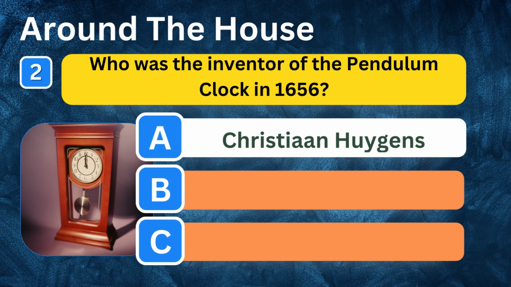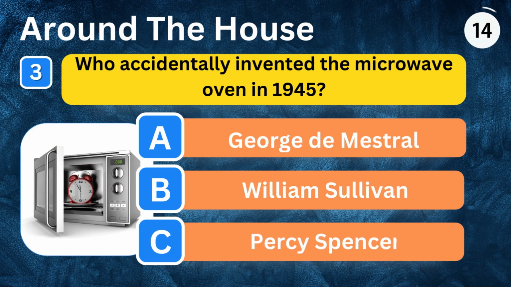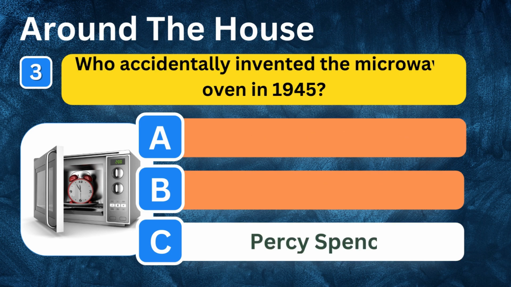Let's move on to question number 3. Who accidentally invented the microwave oven in 1945? Was it George de Mestral, William Sullivan or Percy Spencer? And the answer is Percy Spencer.